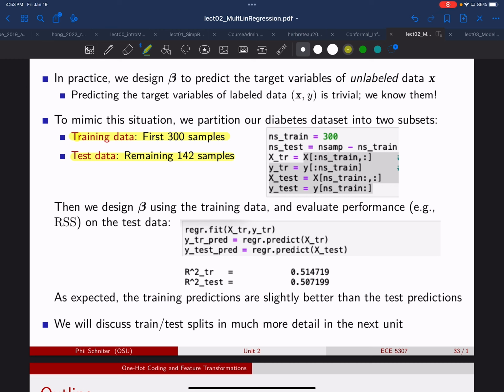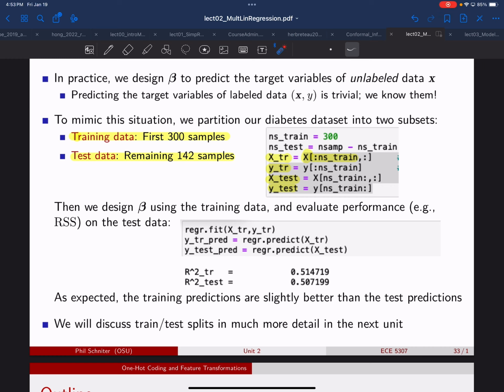These were never seen during training, so they're like an independent way of evaluating how well our trained model worked. So you can see we're going to create an X-train matrix, an X-test matrix, a Y-train vector, and a Y-test vector. We start with our big X matrix and take the rows from the first row all the way up to, but not including, NS train, which is 300.